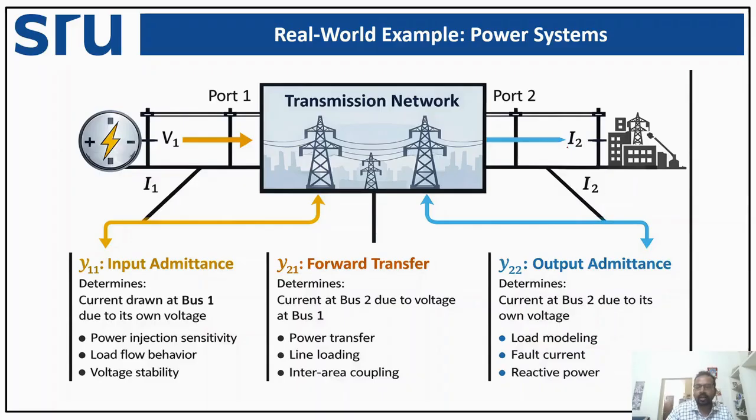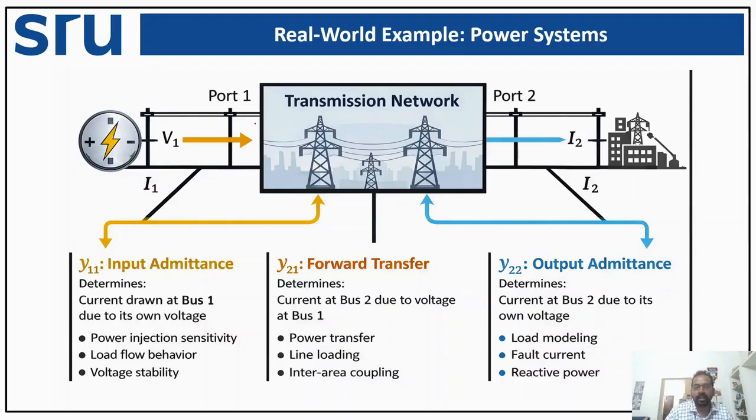And coming to the output side, Y22 is the output admittance, which determines the current at this port due to its own voltage, that is load modeling, fault current, and reactive power. And in the middle is the transmission network.